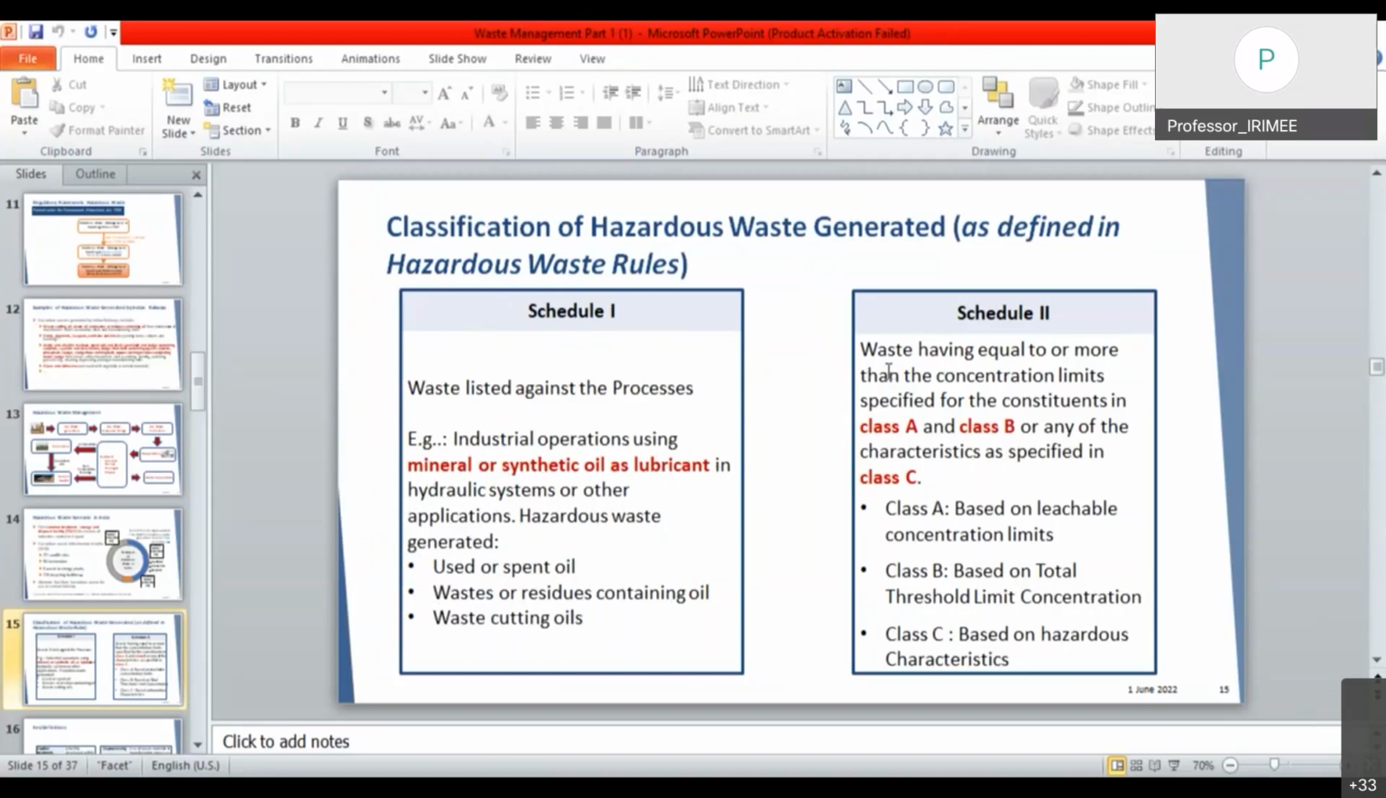And as per Schedule 2, waste having equal to or more than the concentration limits specified for the constituents in Class A and Class B or any of the characteristics as specified in Class C. In Class A, based on leachable concentration limits, Class B based on total threshold limit concentration, and Class C based on hazardous characteristics. On this basis hazardous waste has been classified.